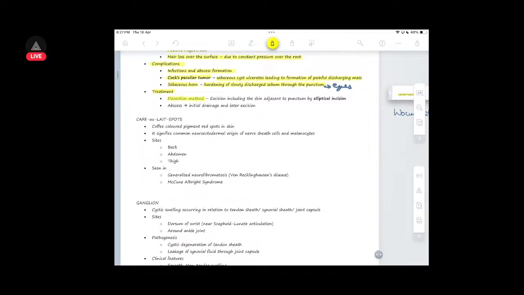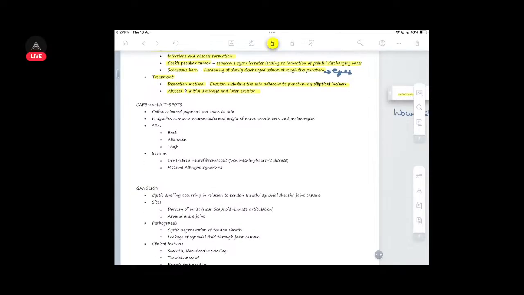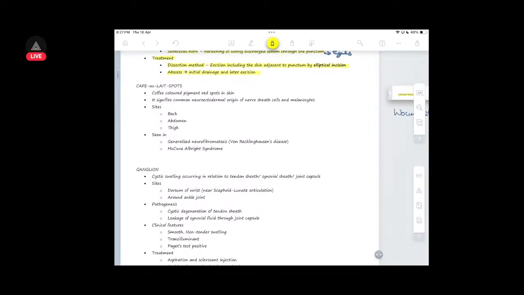Treatment: you have the dissection method and abscess treatment. In the dissection method, excision is done through the skin adjacent to the punctum by an elliptical incision, with initial draining and later excision. Basically it is excision, but if an abscess has formed, you do initial drainage and then you do excision.